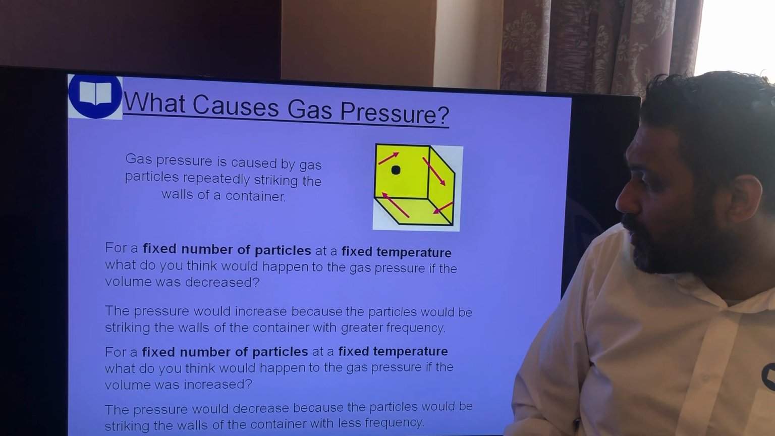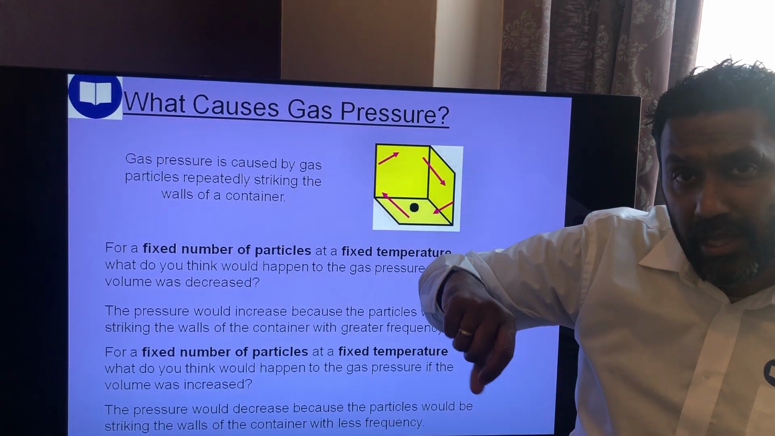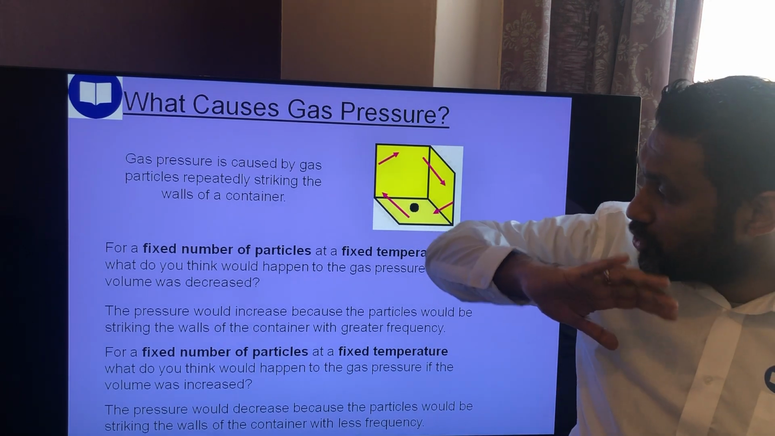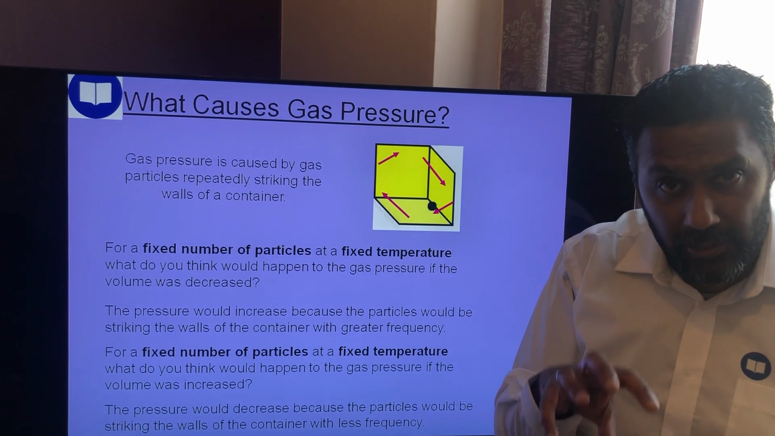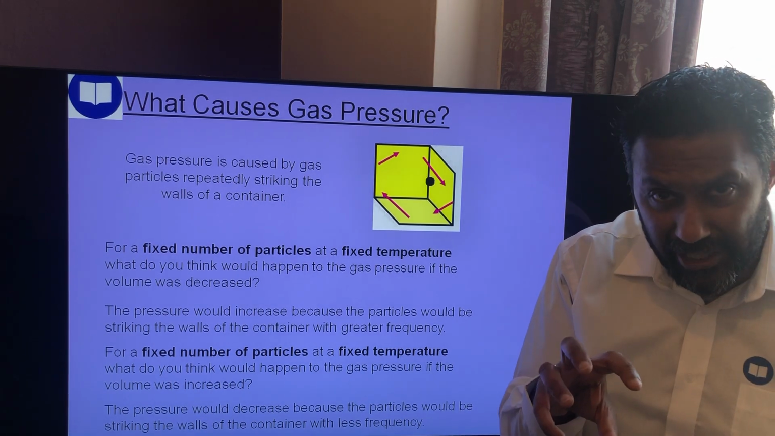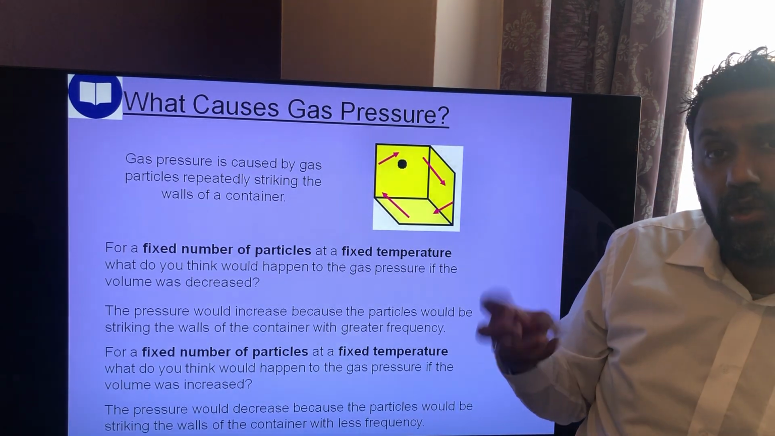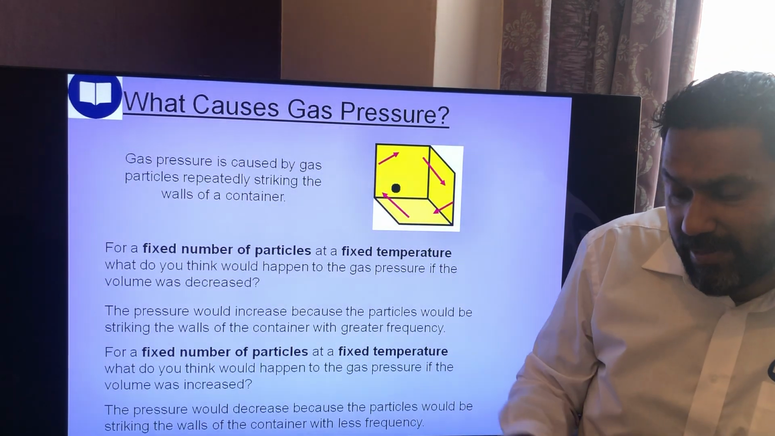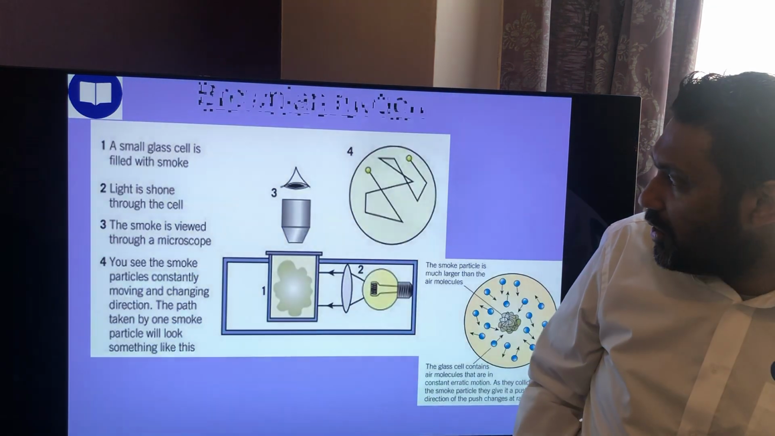But in this system, what we're talking about today is when you've got a fixed number of particles. So you close the lid, you close the cap, there's no gas going in, there's no gas coming out. It just stays whatever's inside there. So when I increase the temperature, or I make the space smaller, the pressure will rise, and vice versa. If I make the space bigger and I reduce the temperature, the pressure will fall.